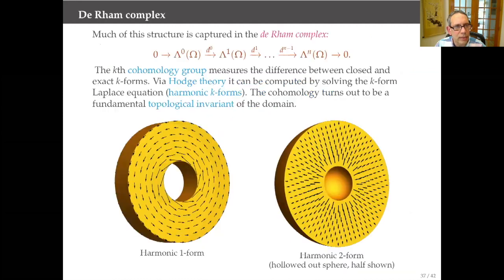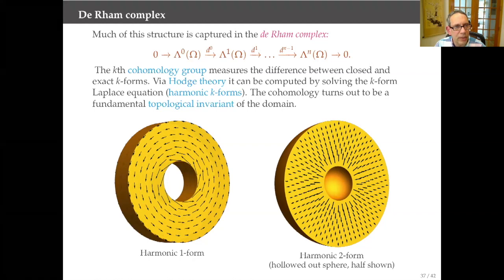And that creates something called a complex, called the de Rham complex, which is this structure where you have all the differential forms, zero forms through n forms, connected by their exterior derivatives and two in a row giving you zero. That allows you to define something called cohomology, which measures the difference between the range of one d and the null space of the next d.